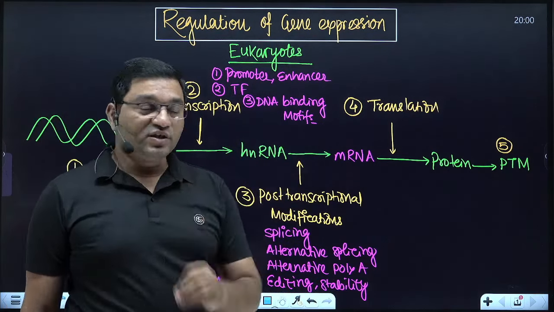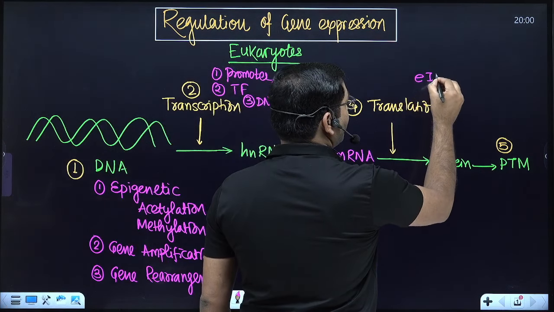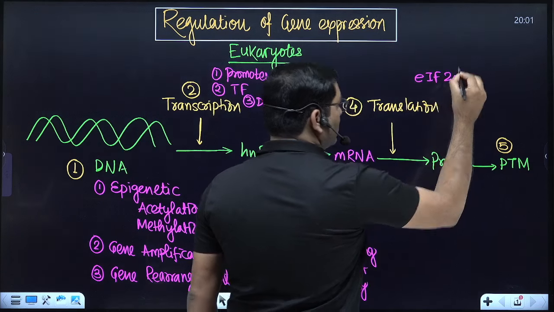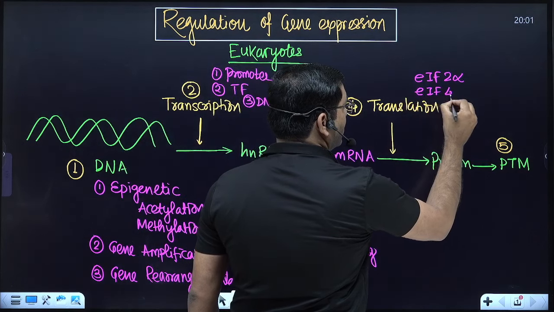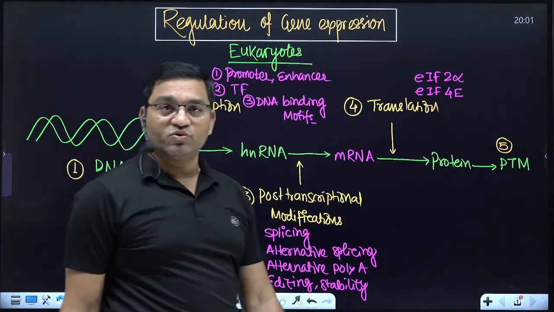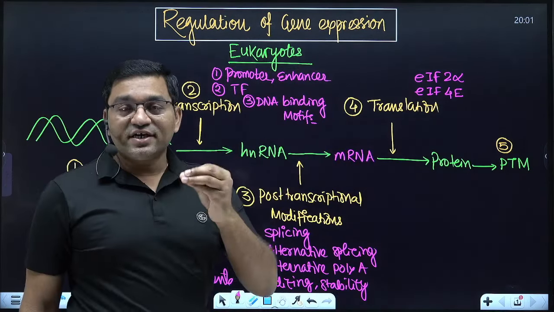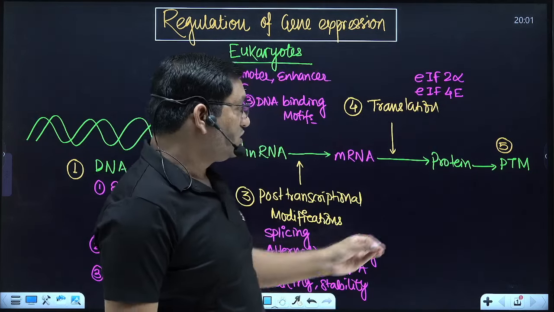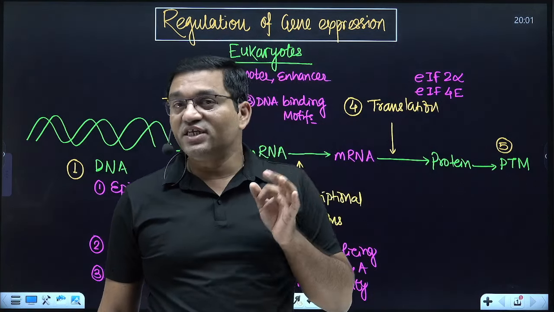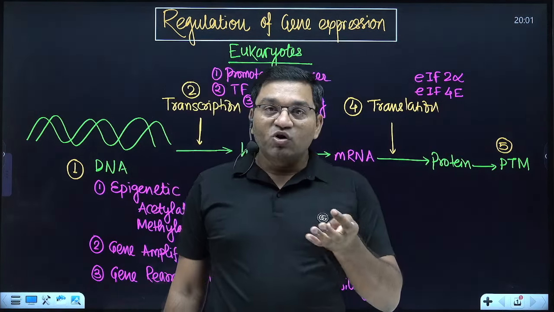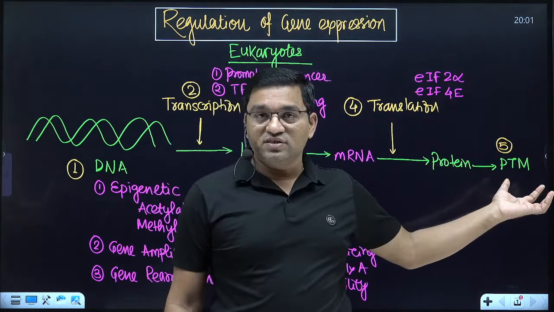In the translation process, the regulation of eukaryotic initiation factor 2 alpha and eukaryotic initiation factor 4E is important by the phosphorylation process. So these are the major mechanisms involved in the regulation of gene expression in the eukaryote. Also, there are some post-translational modifications that include proteolysis, meaning removal of initiator methionine, also removal of some peptide and removal of signal peptide.